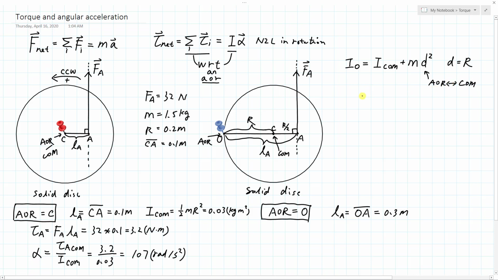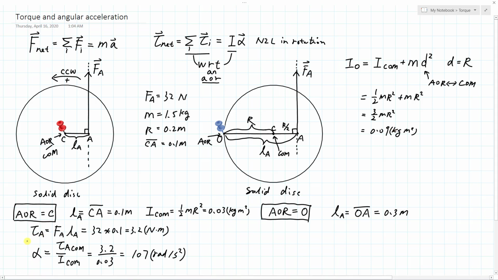Alright, so let's calculate this rotational inertia. We have 1/2 mr squared for a solid disk through the center of mass. Then we have mr squared. So we have 3/2 mr squared. And that will be 3 times as big as the original center of mass rotational inertia right here. So we'll just triple that, 0.09 kilogram meter squared. Alright, so now we know the rotational inertia. We can do the same thing to find the angular acceleration.